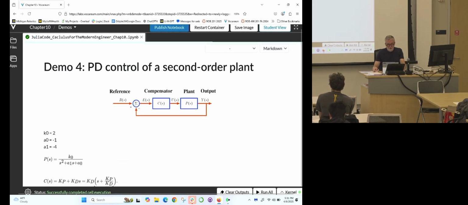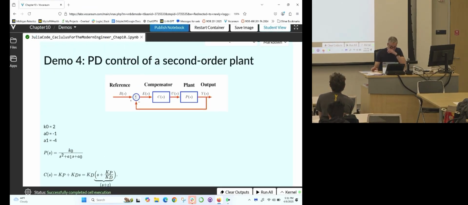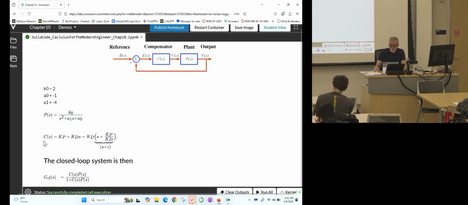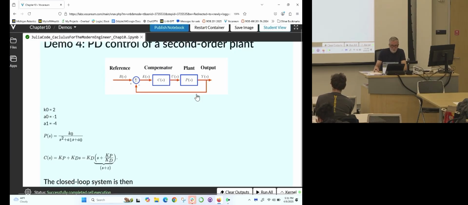Okay. So now, let's do demo 4, because this is what we really want to do. We want to tune a PD controller. Okay, so I'm giving you the parameters of the plant. The plant has a gain, K0. It has S squared plus A1S plus A0. It's unstable, right? I'm really nasty. The plant is unstable.